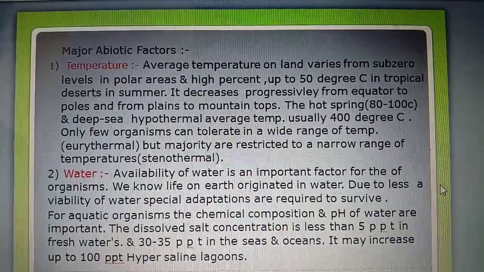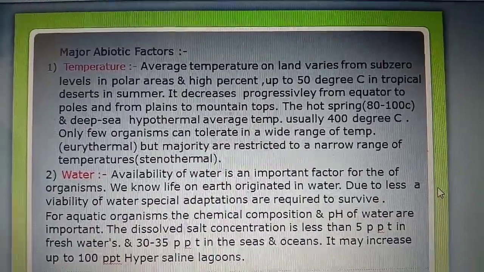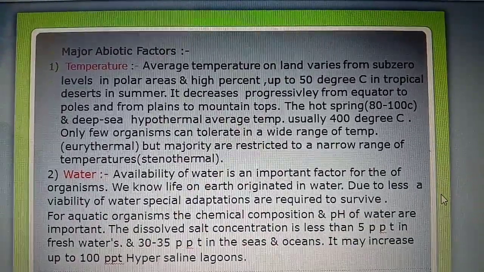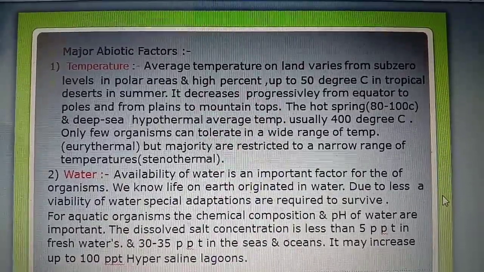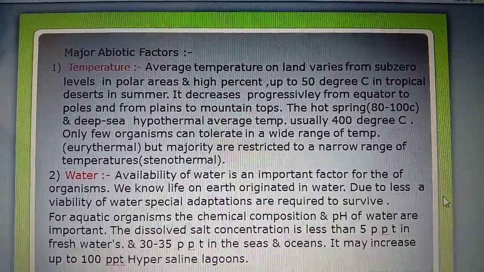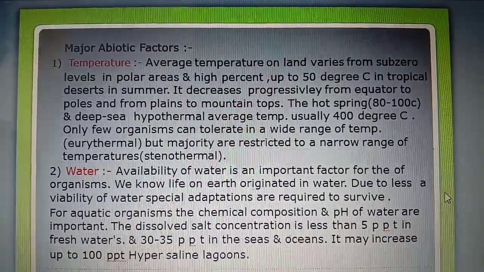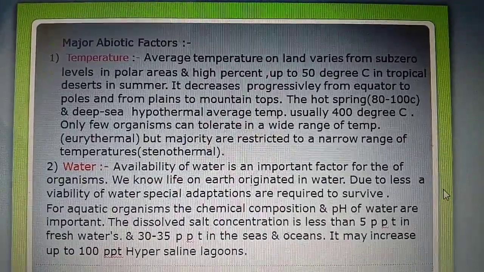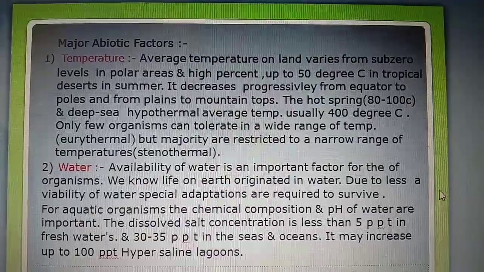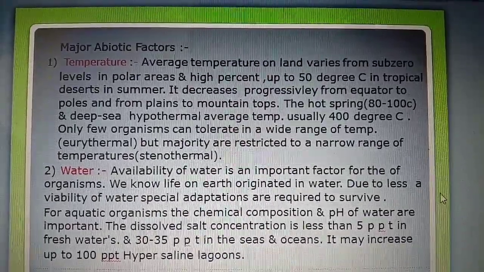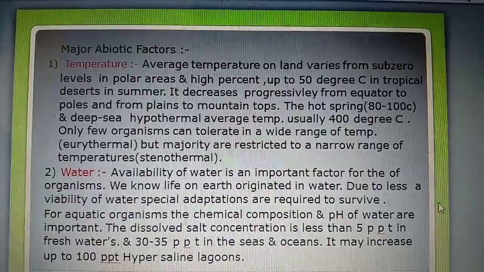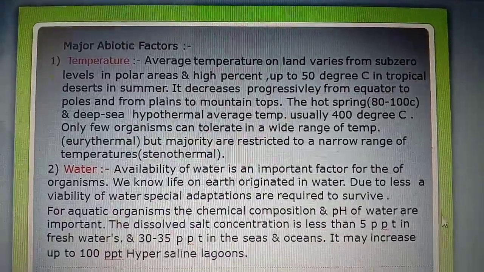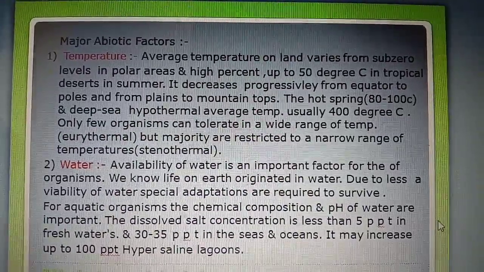The second point in the abiotic factors is water. Water is the most important factor for living organisms. The availability of water is an important factor for organisms. We know life on earth originated from water. Due to less availability of water, special adaptations are required to survive. For aquatic organisms, the chemical composition and pH of water are important.